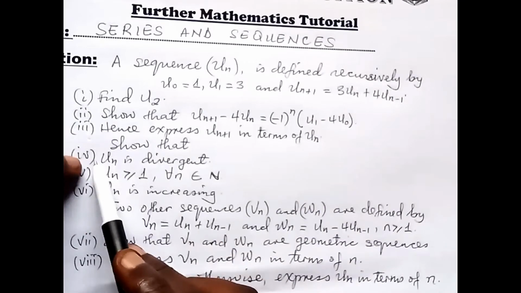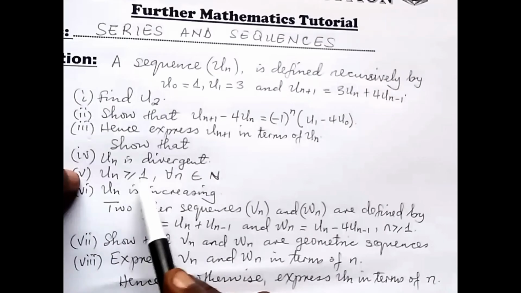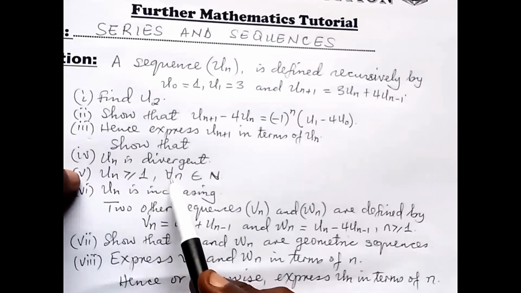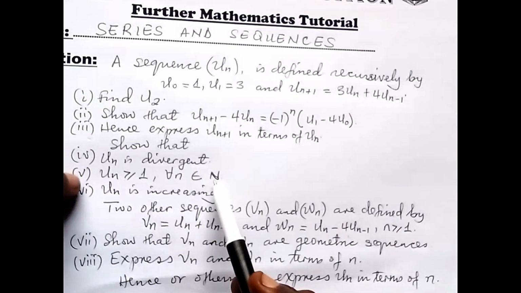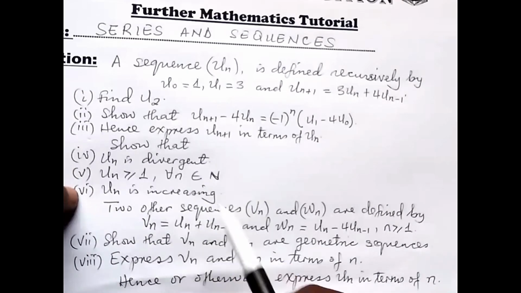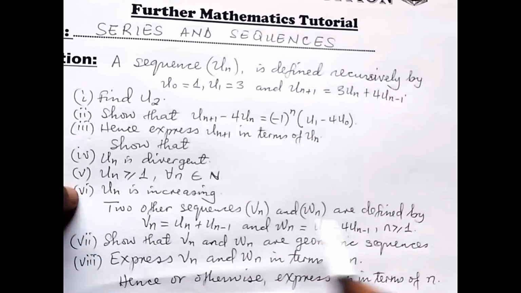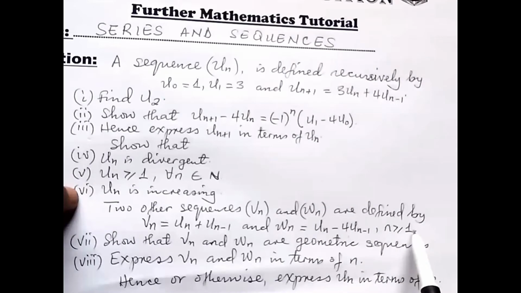Show that Roman 4, un is divergent. Roman 5, un is greater than or equal to 1 for all n elements of natural numbers. Roman 6, un is increasing. Two other sequences, Vn and Wn, are defined by Vn equals un plus un minus 1 and Wn equals un minus 4un minus 1 for all n greater than or equal to 1.